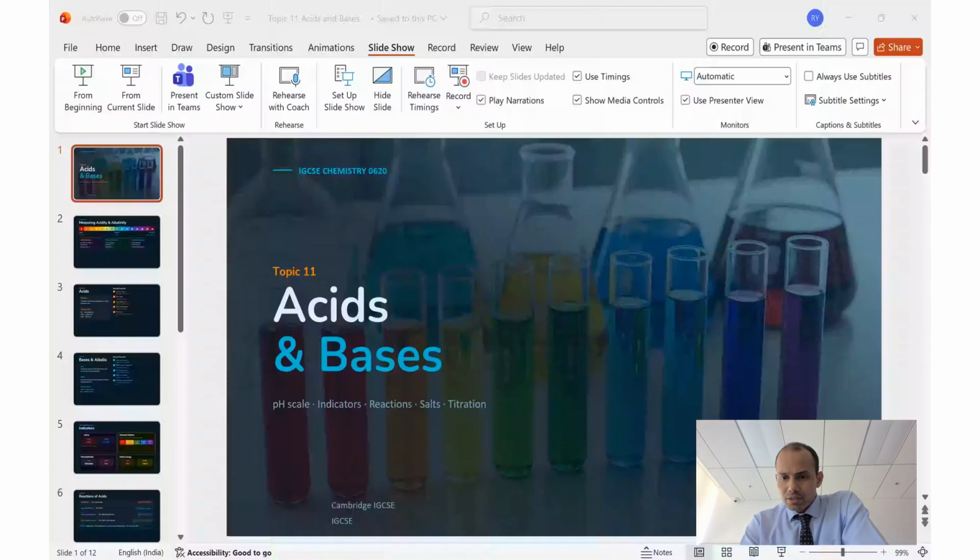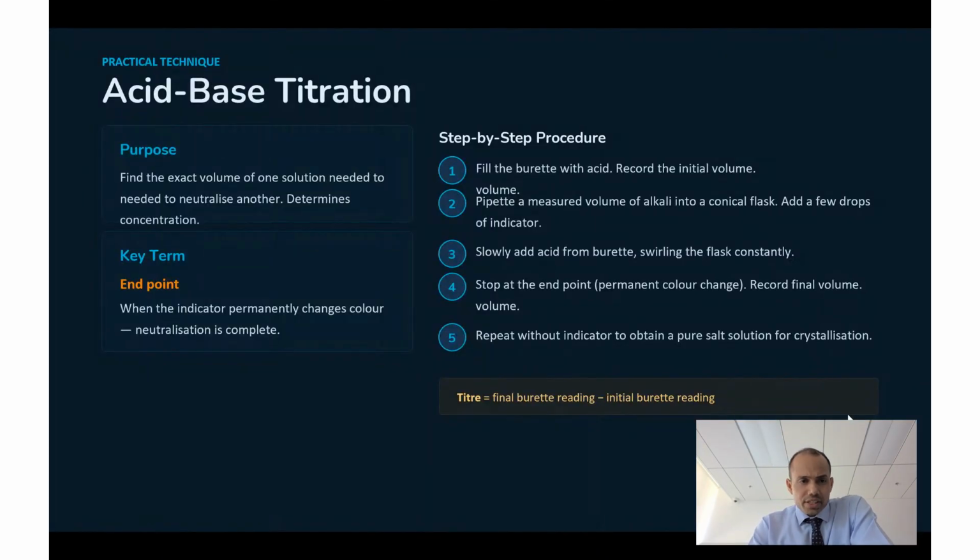Another method is acid-base titration. Its purpose is to find the exact volume of one solution needed to neutralize another one. It determines concentration, and a key term is the endpoint. There is an indicator which shows you a color change while doing the titration.